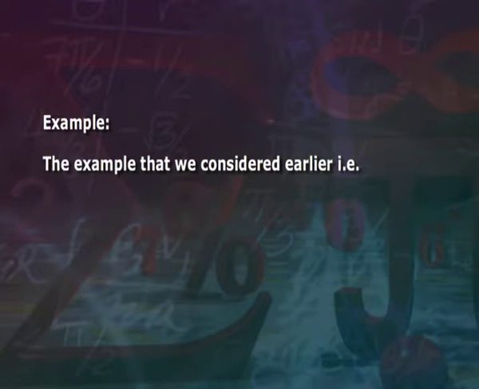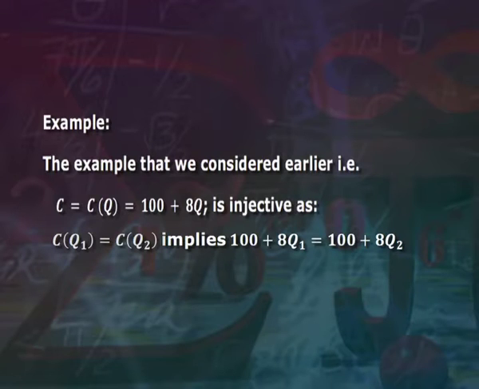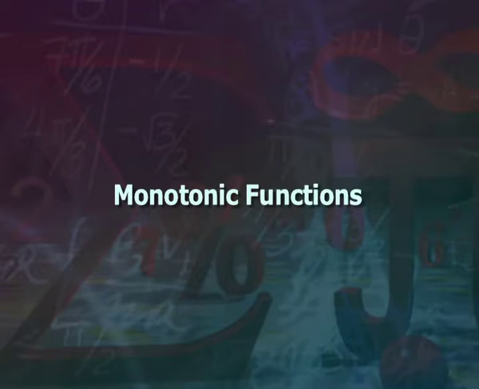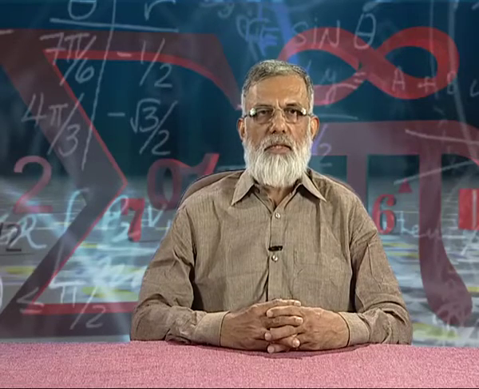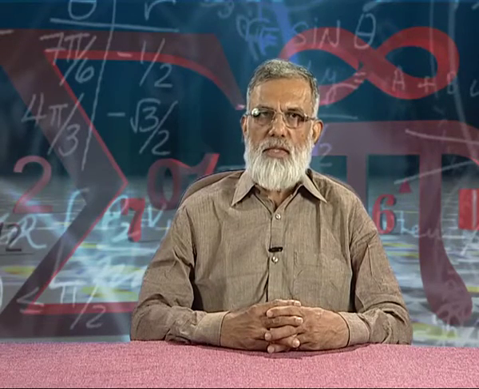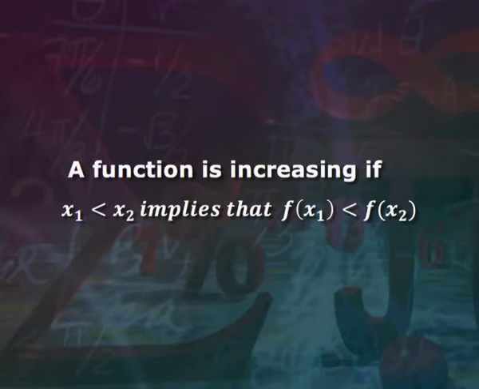The example that we considered earlier, that is C = C(Q) = 100 + 8Q, is injective, as C(Q1) = C(Q2) implies 100 + 8Q1 = 100 + 8Q2, which in turn implies Q1 = Q2. Monotonic functions. If a function produces successively larger and larger values when we take successively larger and larger values from the domain, we say that the function is monotonically increasing or simply increasing. That is, a function is increasing if x1 < x2 implies that f(x1) < f(x2).